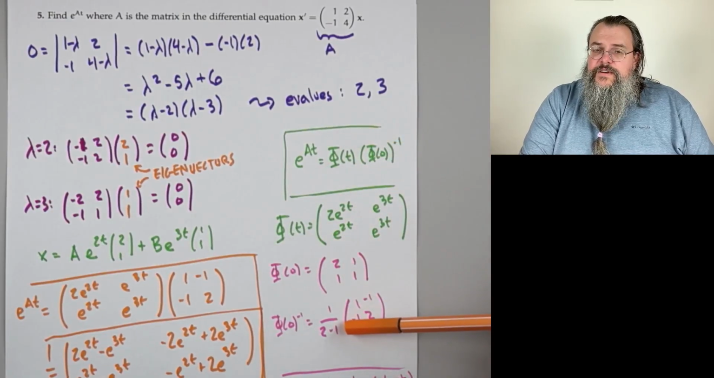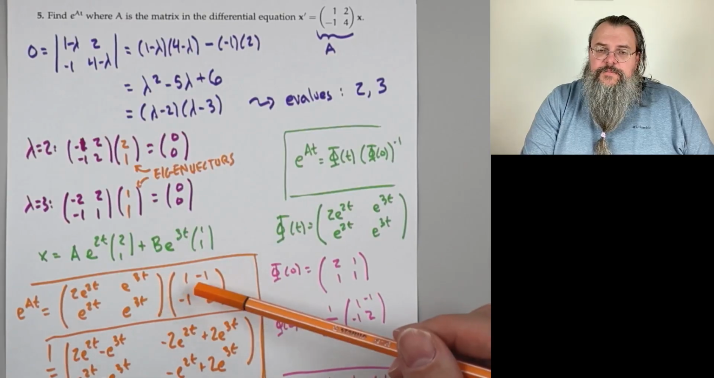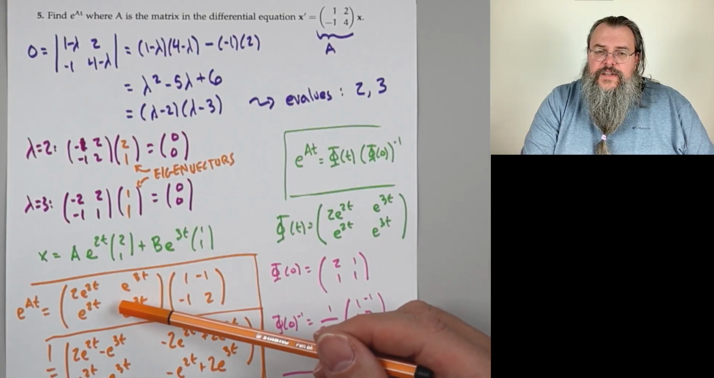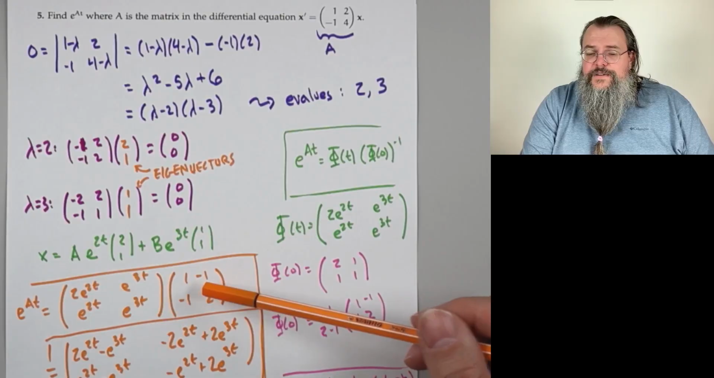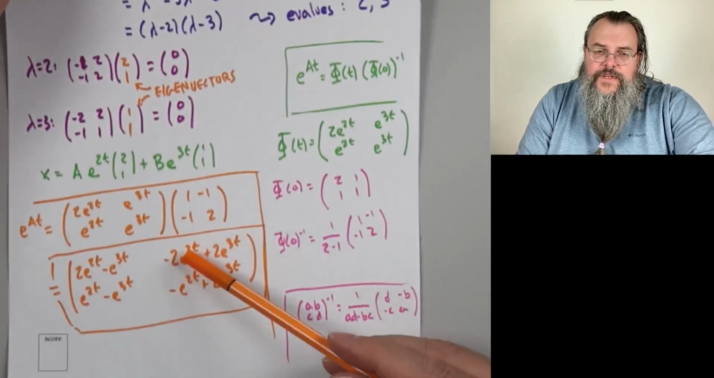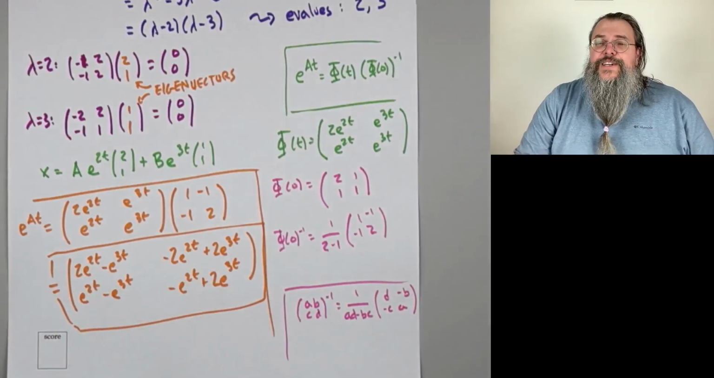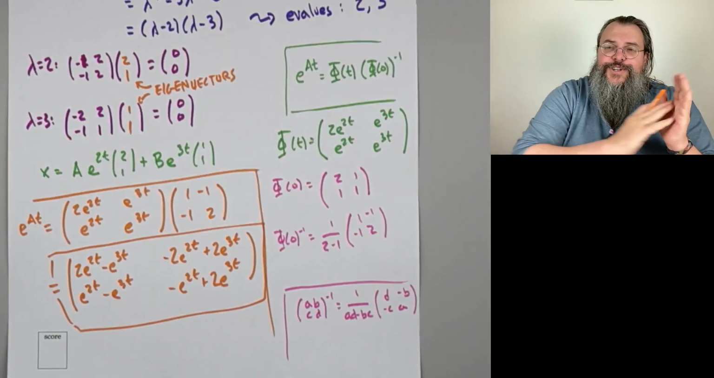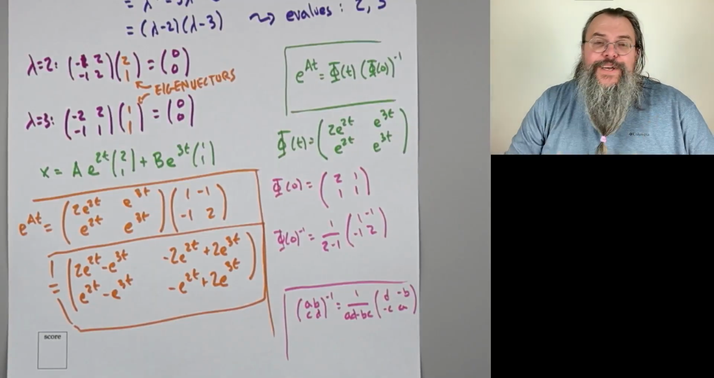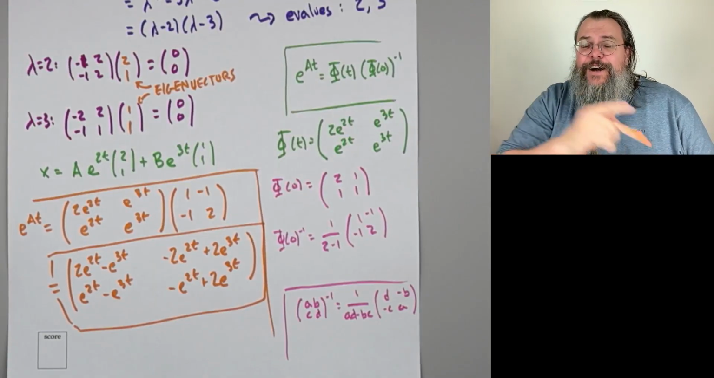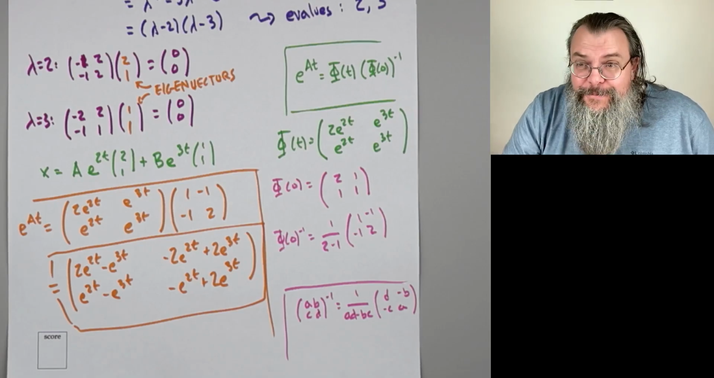So we computed phi 0 inverse, set up the computation. E to the at is phi of t, phi 0 inverse, carried out the computation, put it in a box, gave ourselves a little emotional high five. We're very happy. Whew! And on to the next problem.